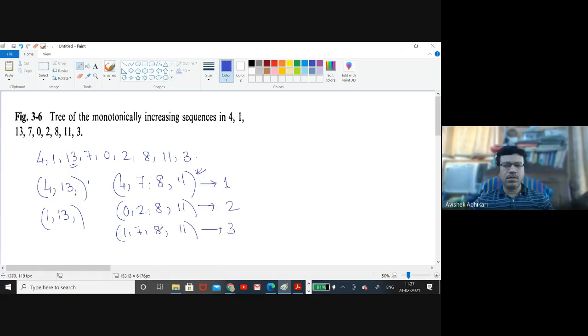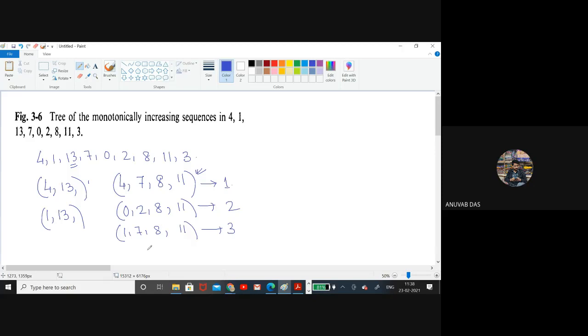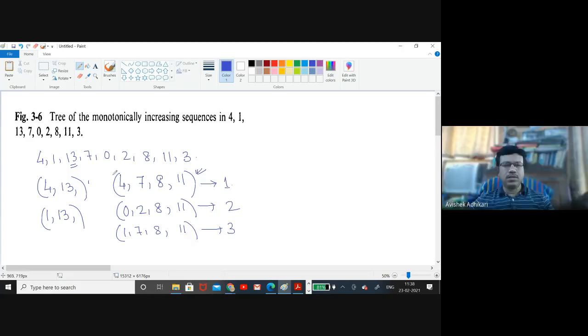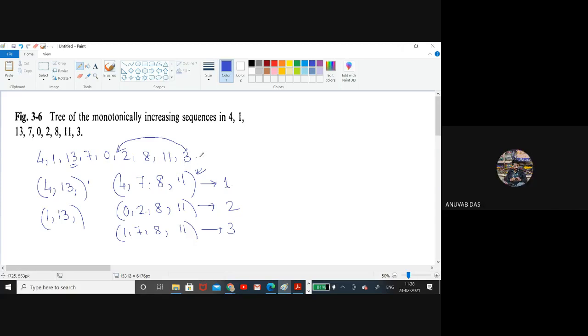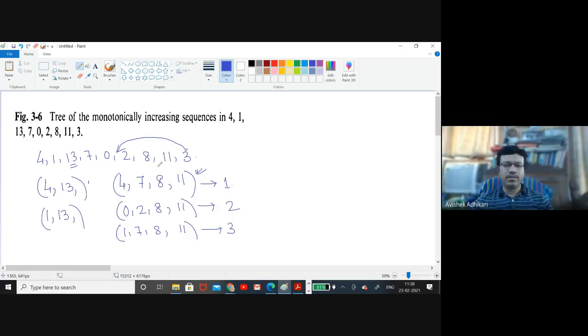Sir, why can we not take 0, 2, 3, 11? Because the position is also important, right? So 3 will come here. Otherwise, you could sort it and then take all the increasing sequence. That will not happen. The position is important. So this 3 cannot come before 2. Okay. Any other?